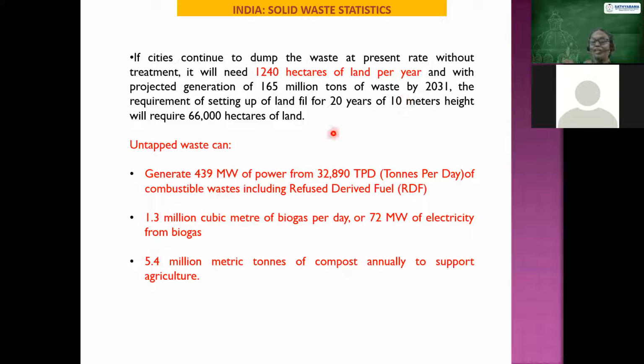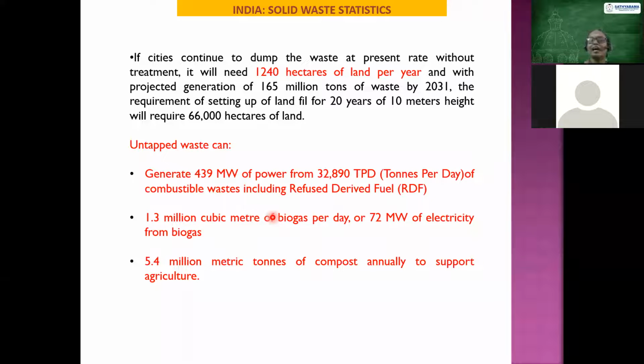Now within 20 years they were saying that they will require more hectares of land for landfilling. And they were saying that untapped waste will be used for energy conversion. So 1.3 million cubic meters of biogas per day, or 72 megawatts of electricity from biogas. Nowadays the government is very insistent on collecting kitchen waste, plastic waste and all.